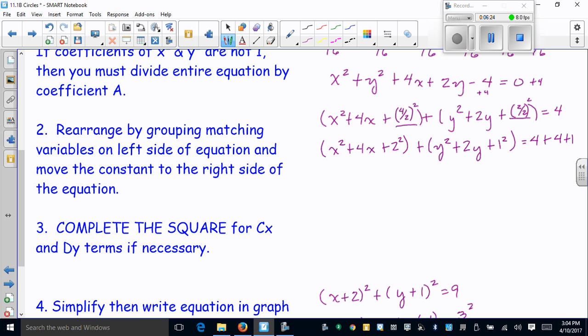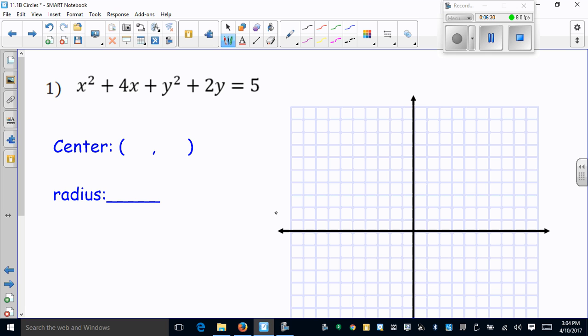Okay, so this one's not going to be so bad. Your x squared has a coefficient of 1, y squared has a coefficient of 1. That's to verify that it's a circle. So we have x squared plus 4x, so this is actually already grouped for us, plus some number, plus y squared plus 2y, plus some number, equals 5 plus some number plus some number. I just didn't want to get it over here.